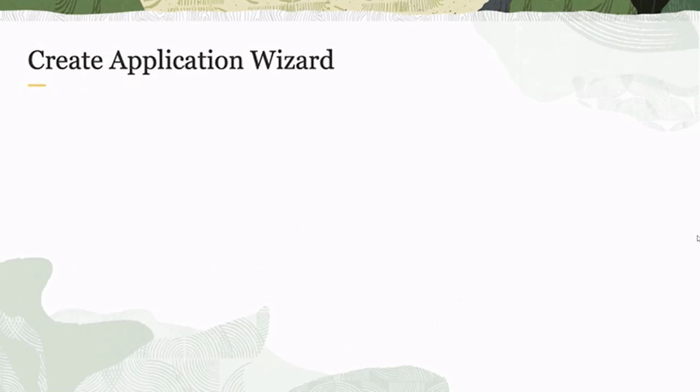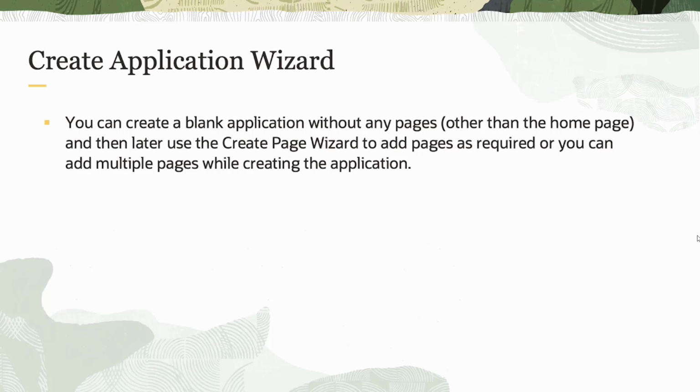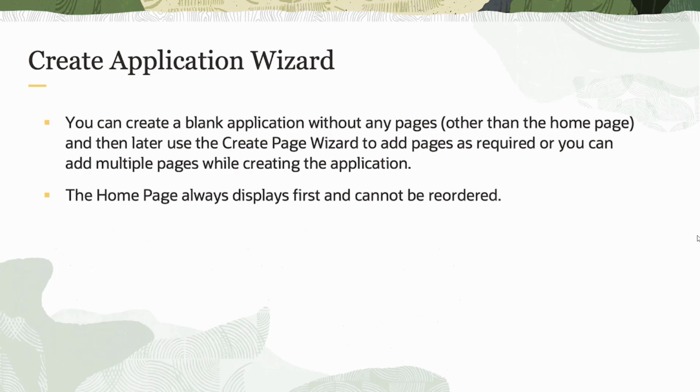So you can create a blank application without any pages other than the homepage. If you try to create an application without a homepage, it won't let you do it. But you can create a one-page application that just includes the homepage. And then later on, you can go in and add other pages into the application using the Create Page Wizard. You can also copy pages from other applications into your application. Now, the homepage always displays first, and it's always going to be the first page.